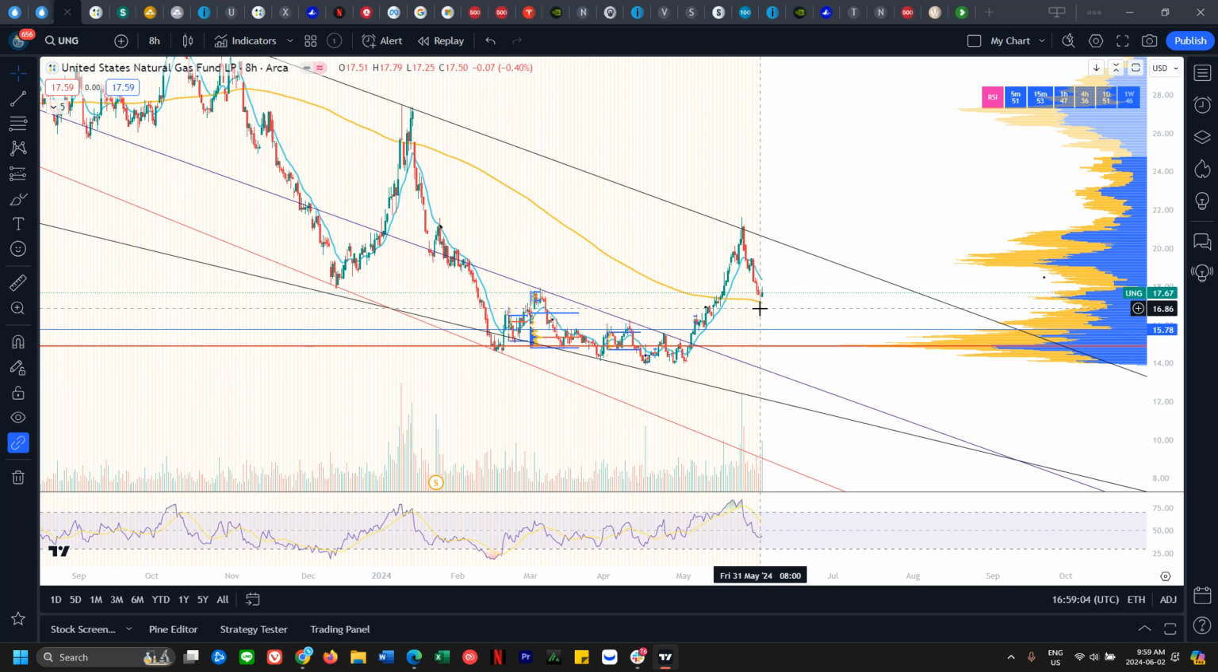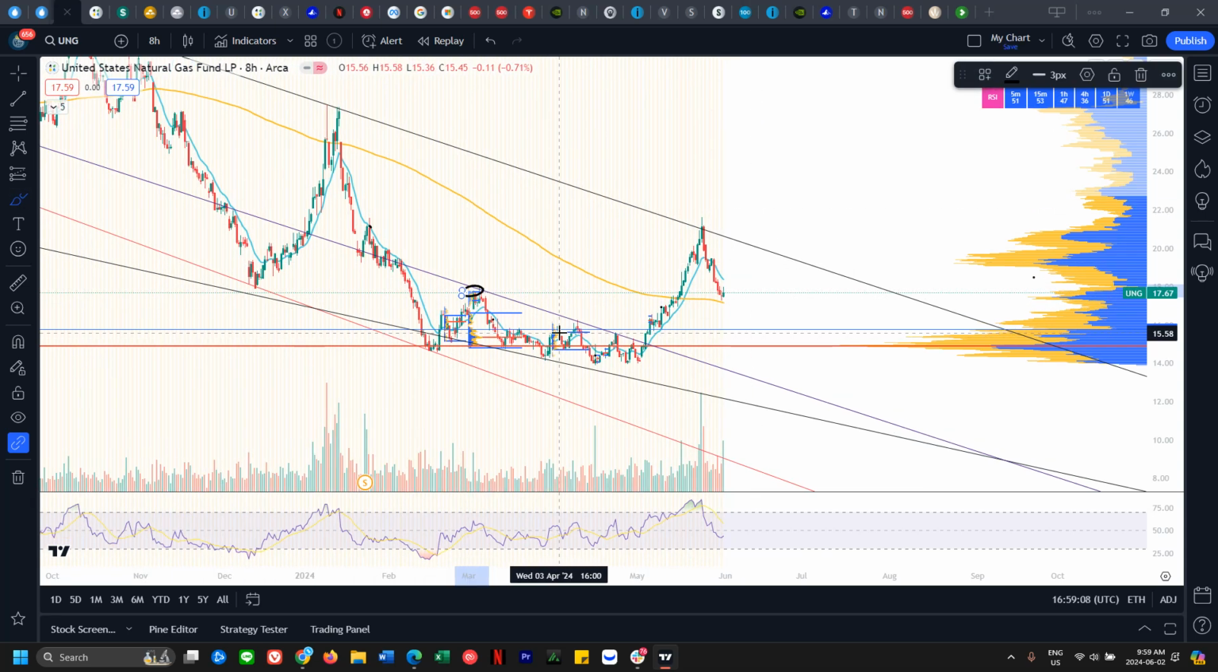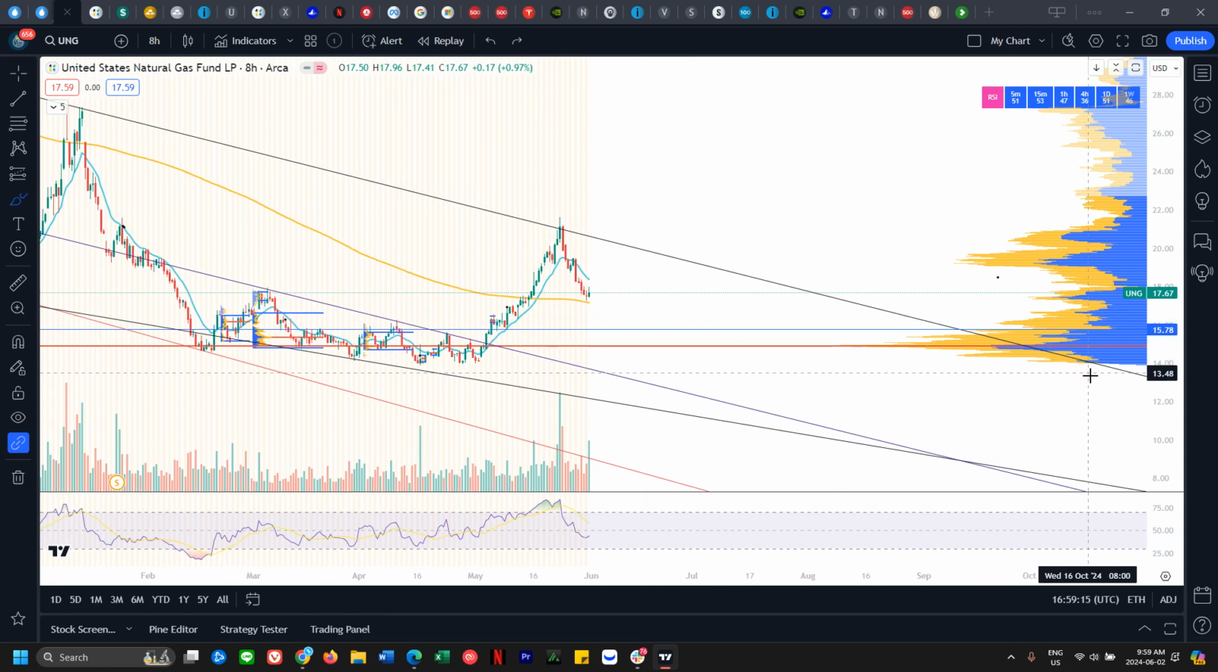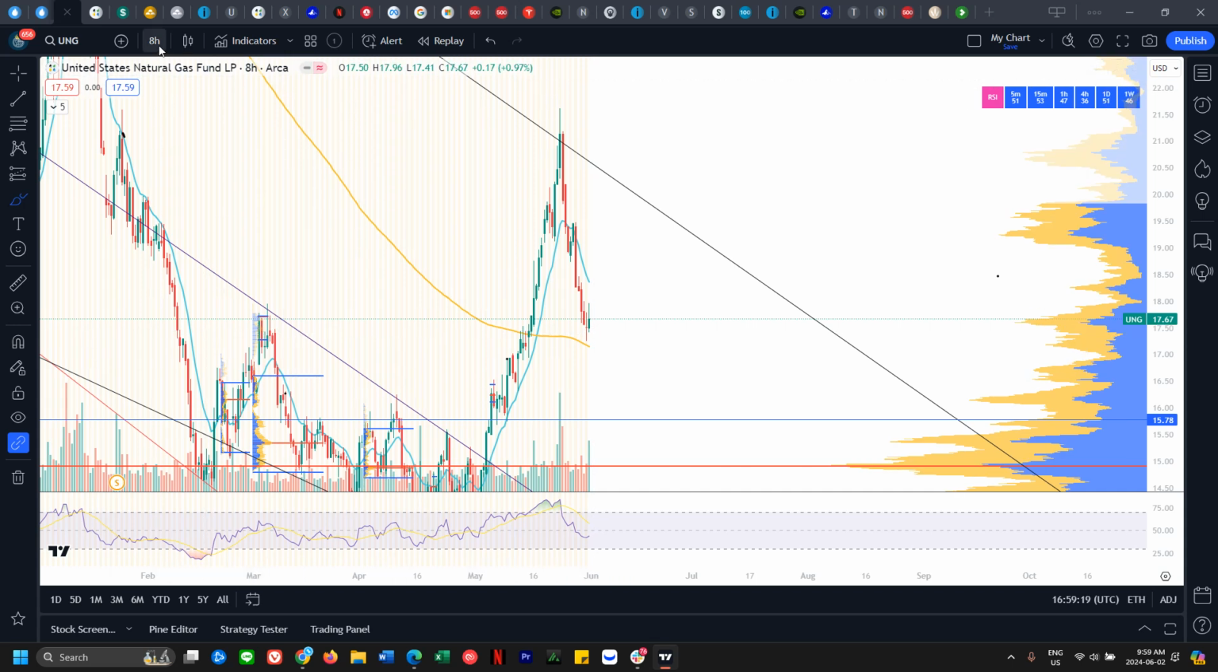Indeed, similar idea. You can see this was resistance, broke out of it, right? Now we're bouncing off of it as well, at pretty much that spot. So let's see if bulls can give us that weekly uptrend as well.